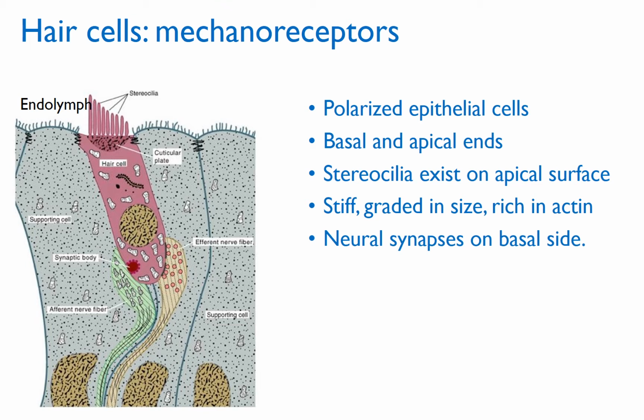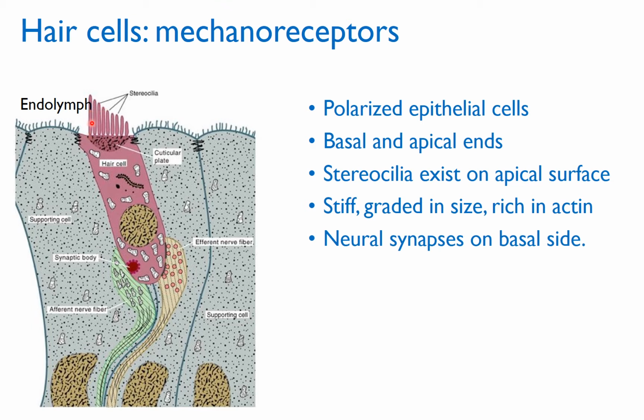Now, as I said, the hair cells themselves in the auditory system are not themselves neurons. They are actually polarized or specialized epithelial cells. These polarized epithelial cells therefore have a basal or basolateral end and an apical end, depicted at the top of the cell in the graphic and at the bottom of the cell down here in this graphic.